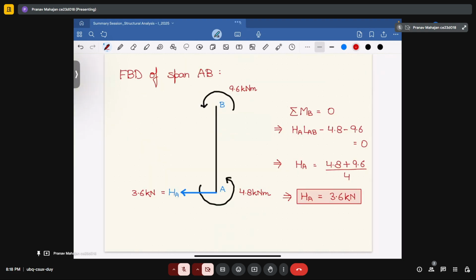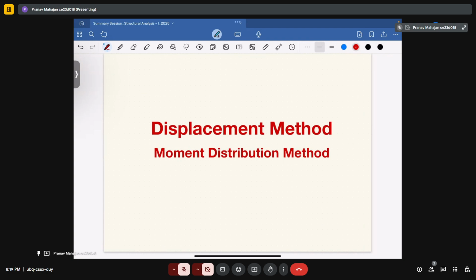Now, if you draw the free body diagram, you can further calculate the horizontal support reaction in the structure, that is your HA. How did we do that? We drew the free body diagram of member AB, wherein at B you are getting an anti-clockwise moment of 9.6 kilonewton meter, and at A you are getting an anti-clockwise moment equal to 4.8 kilonewton meter. After that, if you apply summation of moment at B equal to 0, you will get the value of horizontal reaction at A to be equal to 3.6 kilonewton.